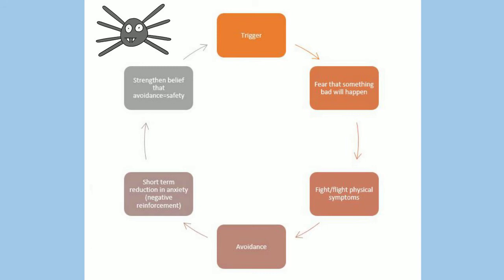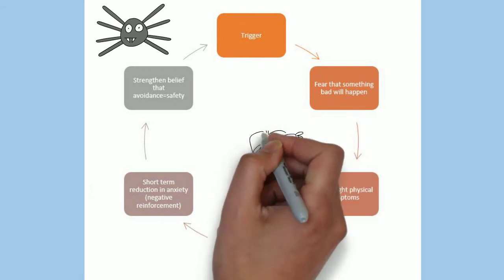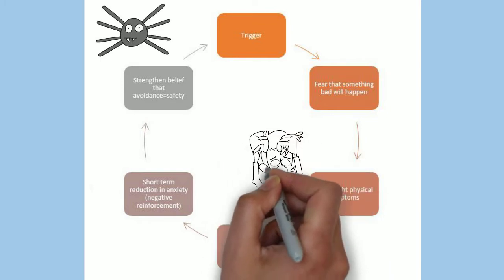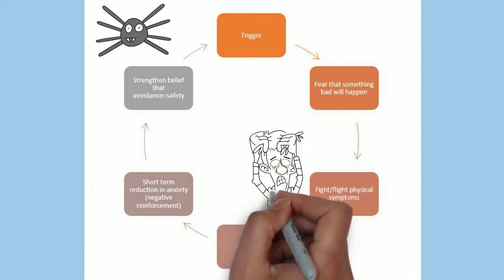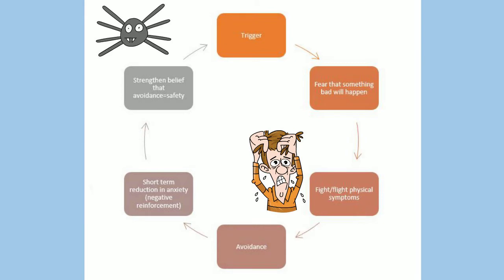This could be the fear of being hurt or dying, or it could be something else like embarrassing themselves. In our spider example, the fear could be that the spider will hurt them. As a result of being exposed to the feared stimulus and the thought that follows, the patient feels the physical symptoms of anxiety that are associated with the fight or flight response.